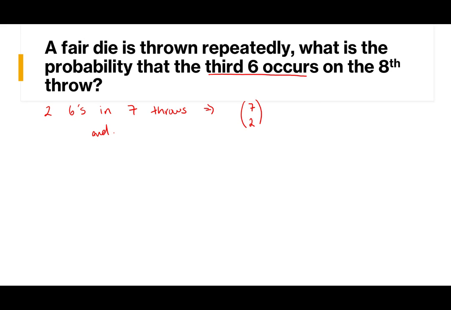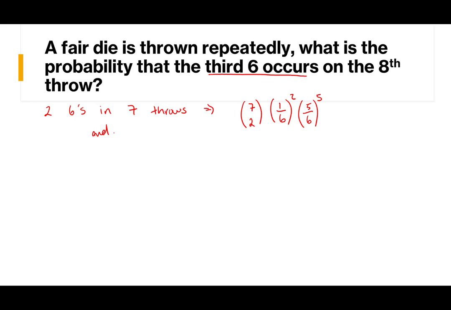In that 7 choose 2, I'm talking about 1/6 because it's a dice, and I'm just talking about the number 6. So a 6 has a 1/6 chance of coming out on a dice. It has to occur twice. It has to not occur, so all the other numbers, 5 out of 6, has to occur the rest of the time, so 5 times.